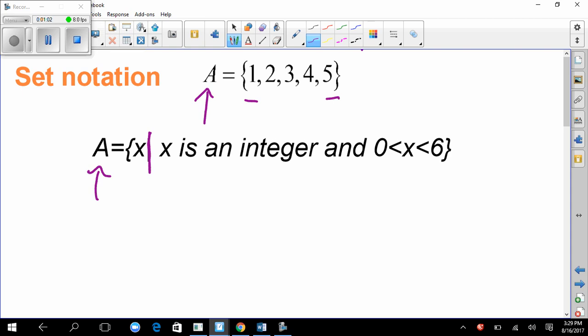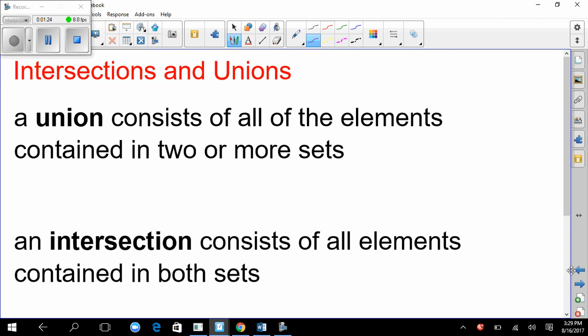So if 1, 2, 3, 4, and 5 are in the set, we may say that they're integers. We could even say maybe they are natural numbers, and they're between 0 and 6. Notice there's no equal to, so 0 and 6 aren't included in that set. Okay, so that's notation.